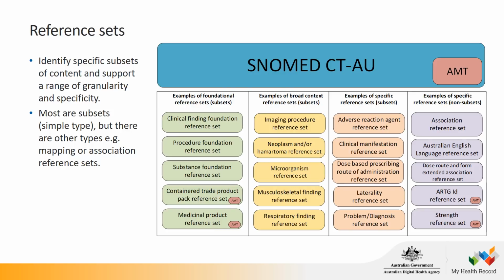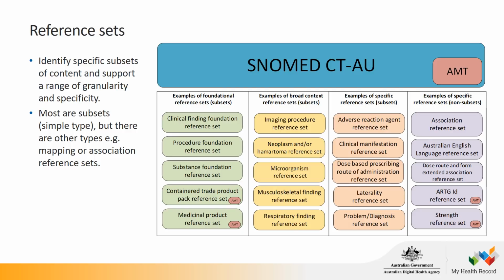Here we have a blue box representing all of SNOMED CT-AU, which includes the AMT, and we also provide the data in reference sets for implementation. The biggest type of reference set are the foundational reference sets in the green boxes on the left, which comprise all concepts within a top-level hierarchy. For example, Clinical Finding Foundation Reference Set contains all clinical findings, and the Procedure Foundation Reference Set contains all procedures, and so on.